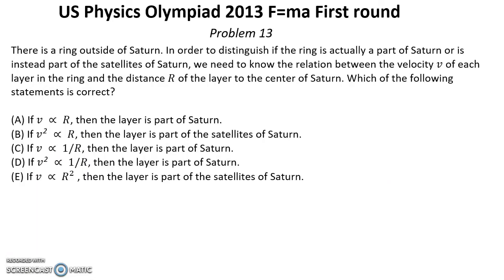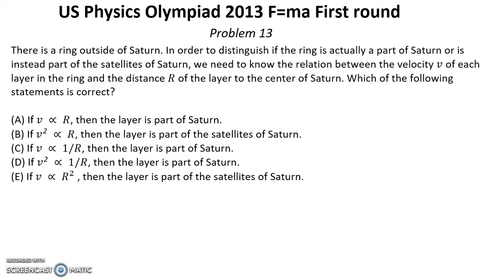Problem number 13. There is a ring outside of Saturn. In order to distinguish if the ring is actually a part of Saturn or is instead a part of the satellites of Saturn, we need to know the relation between the velocity v of each layer in the ring and the distance r of the layer to the center of Saturn. Which of the following statements is correct?